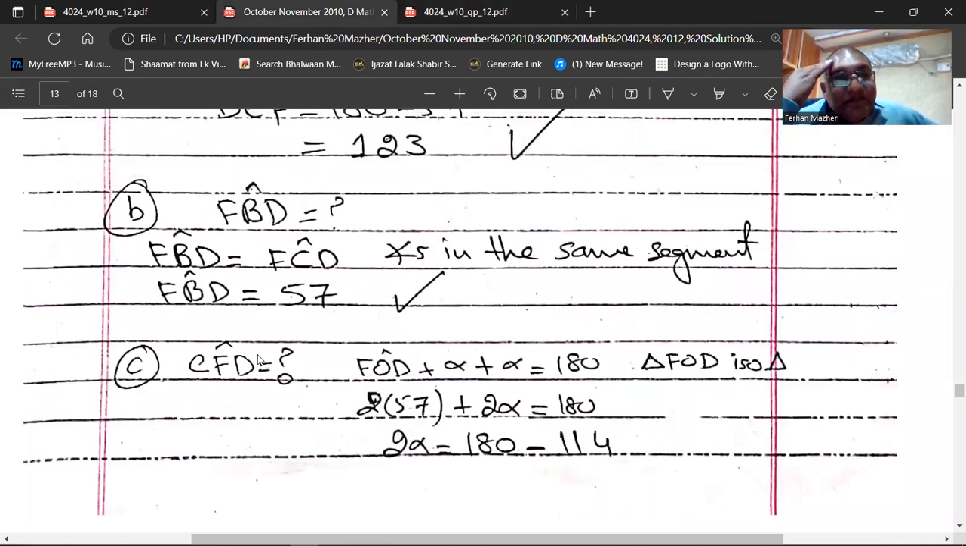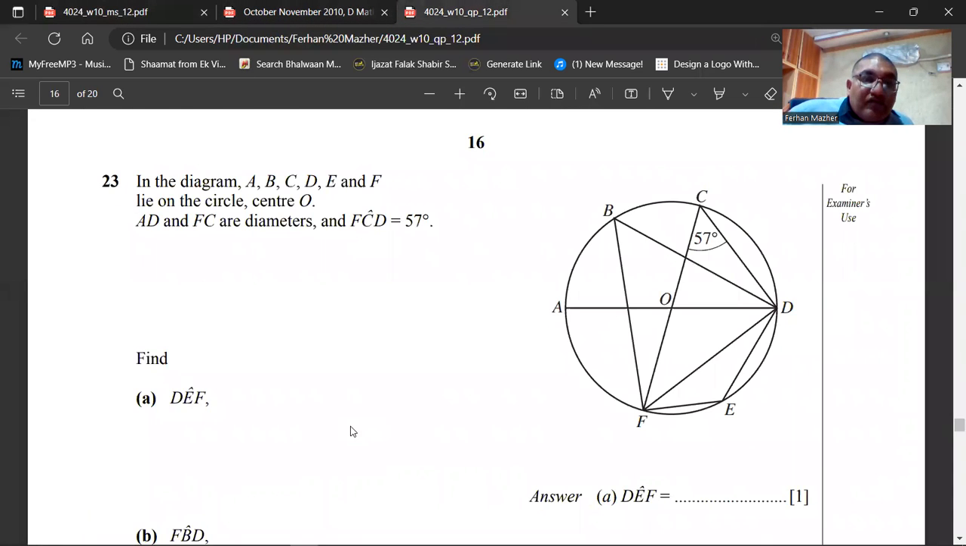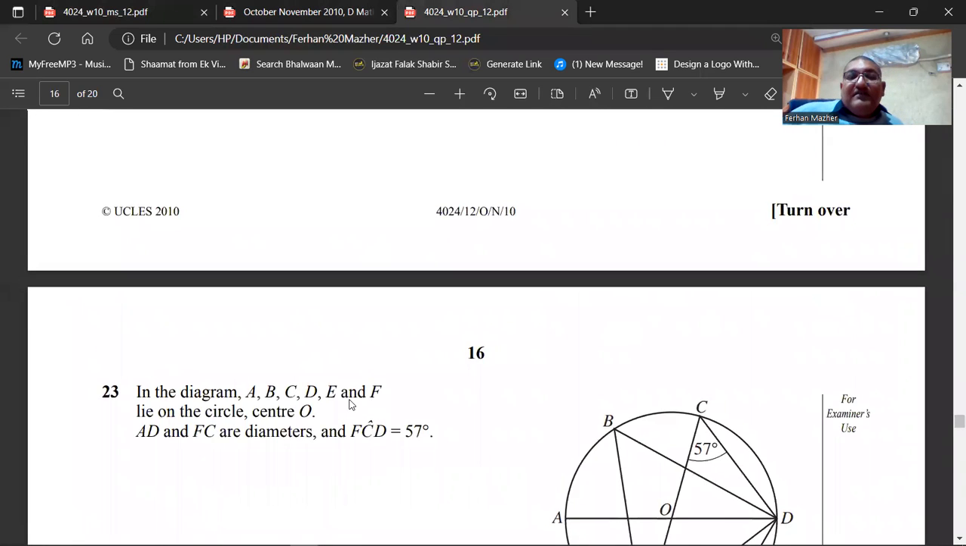FBD is the question. So FBD is equal to FCD. The reason is angles in the same segment, and so FBD will be 57. FCD is 57, so FBD is also 57. 57 is the right answer. Now the question is CFD.